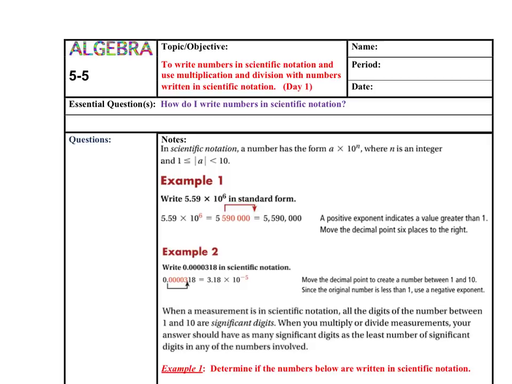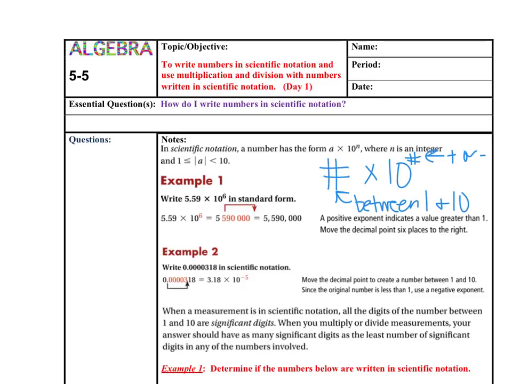Here's what this means. There's going to be a number in front times 10 and then a number for the exponent. The number in front is between 1 and 10. It's allowed to be 1, it's not allowed to be 10. The exponent is an integer, so it can be positive or negative, but it has to be a whole number. It can't have decimals in the exponent. So we're trying to get every number to look like this.